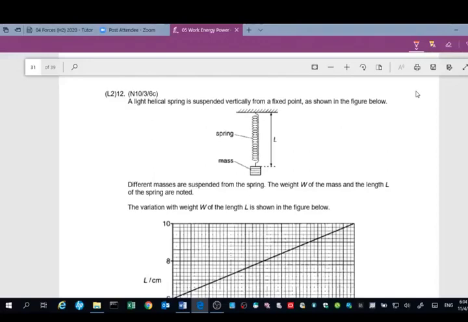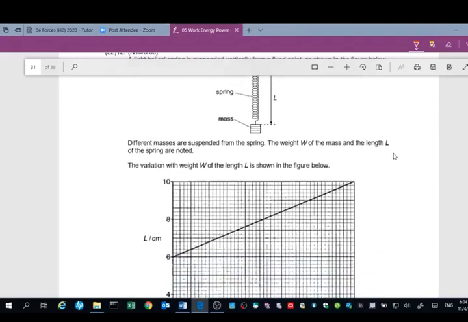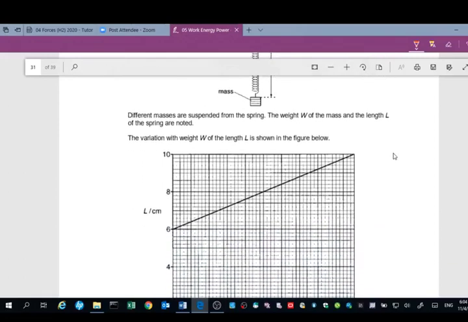Okay, this question here is a problem with a graph. You're given a mass that is suspended vertically from a fixed point with a spring there. Then different masses are suspended from the spring, and the length of the spring and the weight that you added are plotted on the graph here. Okay, and the straight line graph is drawn.